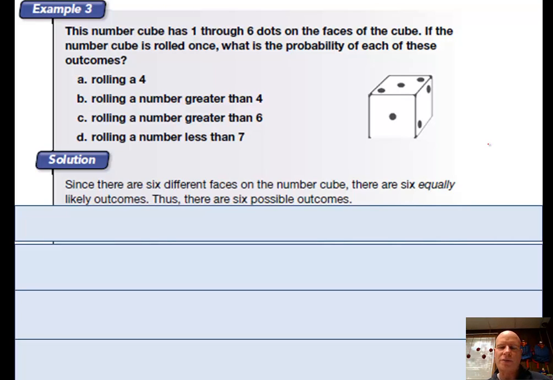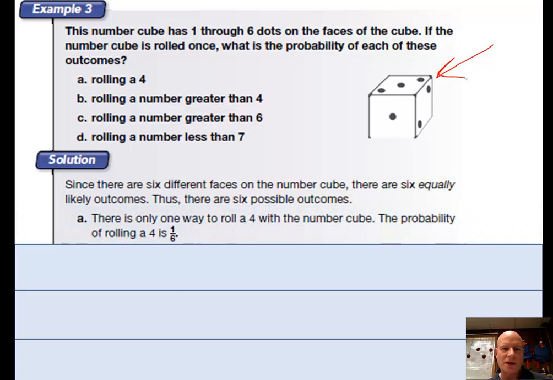This number cube, or all number cubes, have 1 to 6 dots on the faces of the cube. If the number cube's rolled once, what's the probability of each of the particular outcomes that they asked for here? What's the probability of rolling a 4? How many times does 4 show up on this cube? It only shows up 1 time. So the favorable outcome is 1, because it can only show up once, out of how many total outcomes? Well, there's 6 sides to the dice. So the answer to A is going to be 1/6. The probability of rolling a 4 is 1/6.